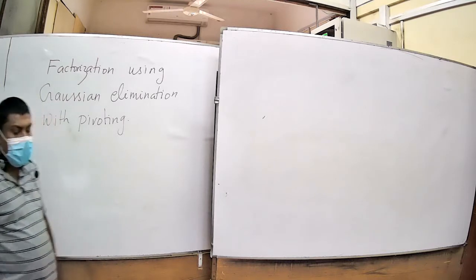Okay, so let us begin. Last time we talked about Gaussian elimination, and then we talked about a few different types of pivoting. We talked about partial pivoting, then scaled partial pivoting, and we also mentioned complete pivoting, but we did not do complete pivoting.